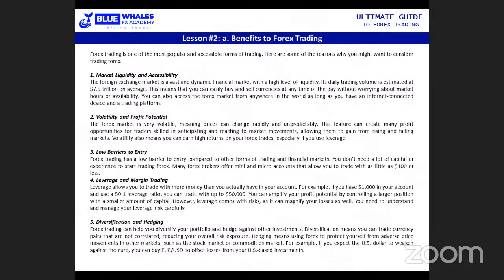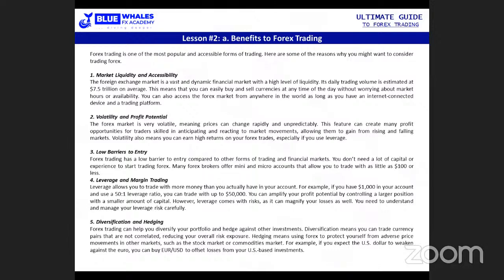All right, let's continue. Forex trading is one of the most popular and accessible forms of trading. Here are some of the reasons why you might want to consider trading Forex. Market liquidity and accessibility: there is a large amount of liquidity in the market, with a turnover of about 7.5 trillion a day. When you understand the system, you can actually do well in the Forex market.